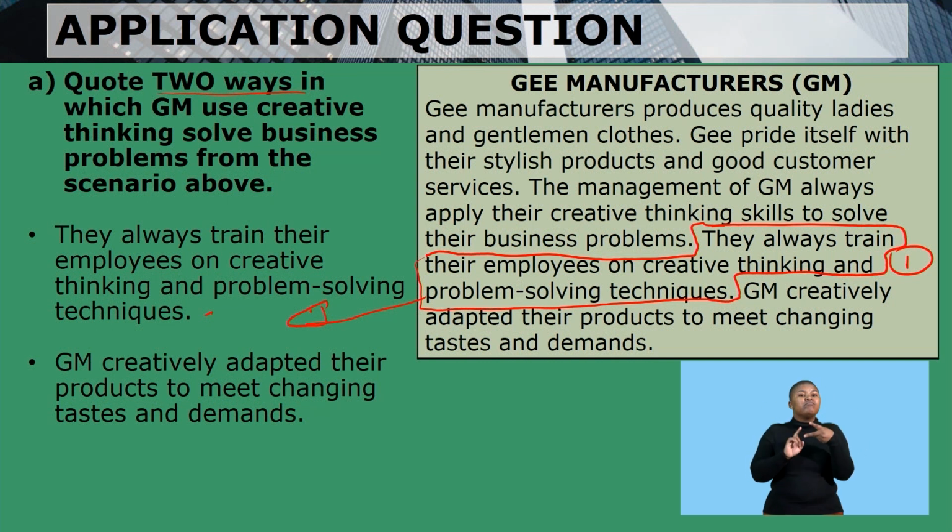Right, but the question said 2 ways in which GM can use creative thinking. So what is the second way? Right, GM creatively adapted their products to meet the changing tastes and the demands. Here it is. So that's what GM has done. So we've quoted, this is what GM does to solve business problems. So we've done our part, taking it word for word as is from the scenario. Remember the question, ways in which GM uses creative thinking. GM does only those 2.